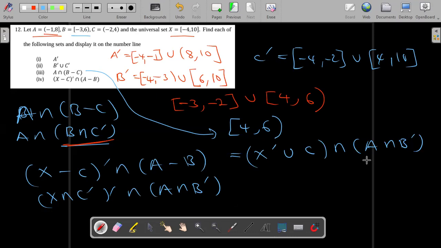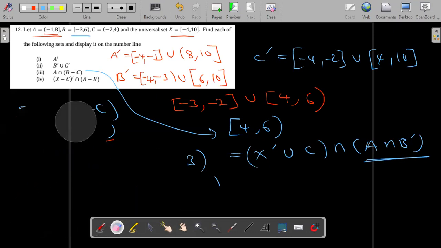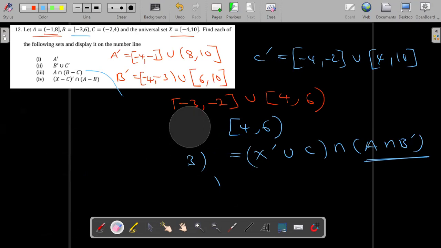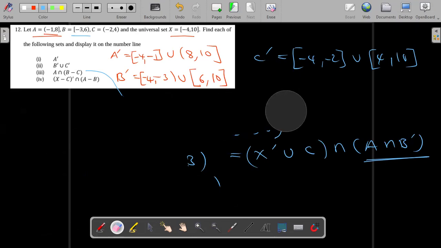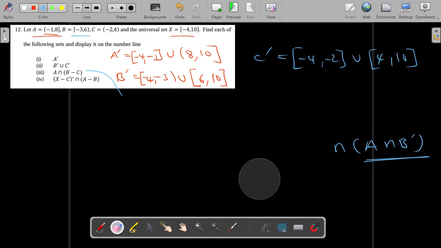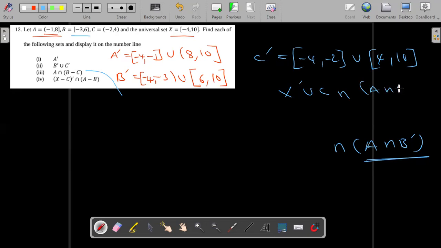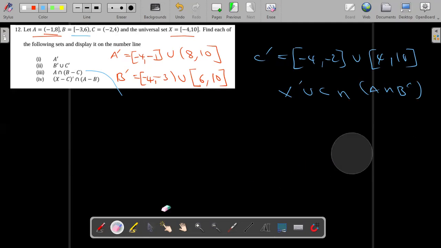So I can find first my A intersect B. I think that's going to be easier to find first. Or I just prefer to find that first. So I have my B complement already given in the question. Okay, so I should remember that this other part is X complement union C. So let me just write it here, intersect A intersect B complement, like this. So I first find my A intersect B complement.